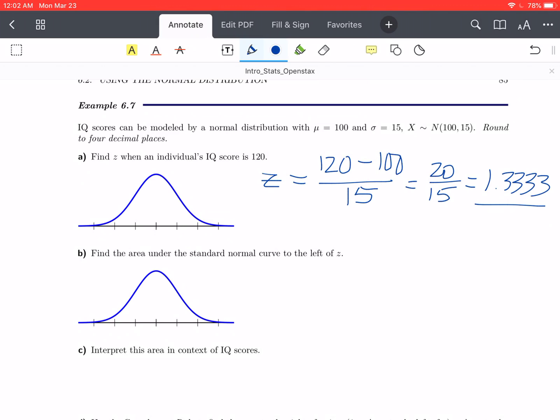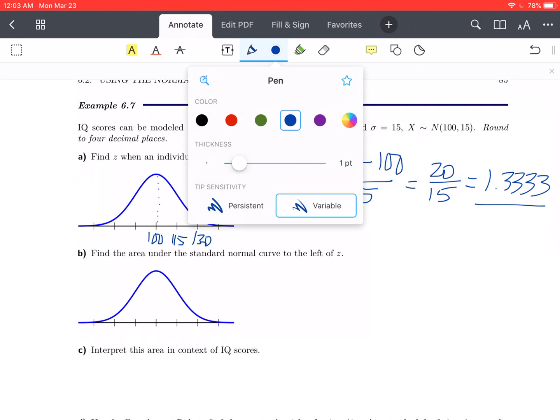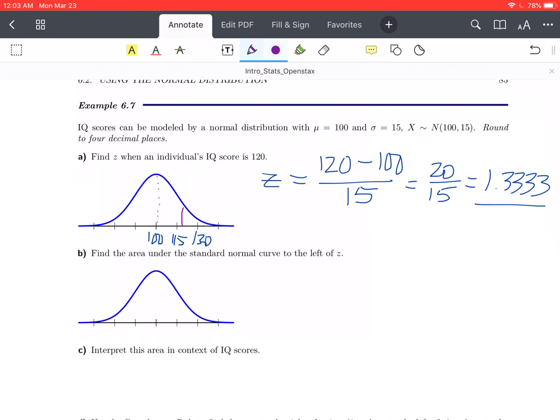1.3333. On the normal curve, so on the original curve, we would plot, right, the mean here in the middle, so that would be a mean of 100, and it's going up 15 every time. So that's 115, that's 130, etc. And the value in question would be, so 120, that's going to be right in here. Right, so that's 120.